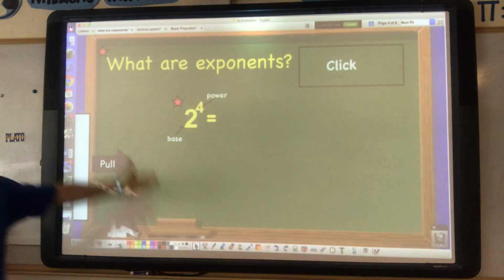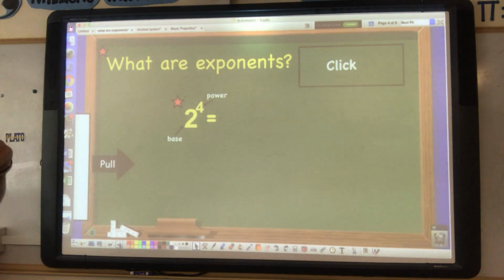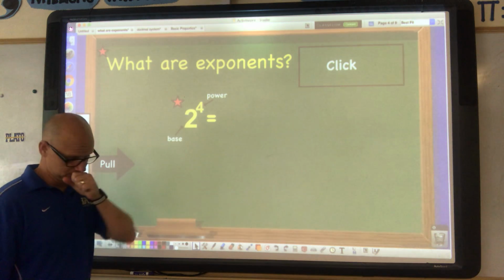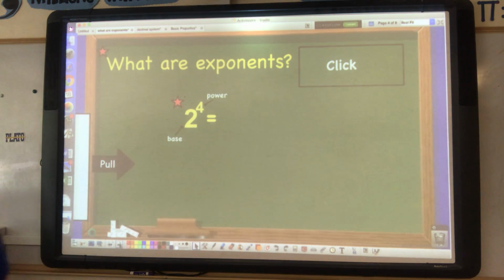So the title of today's video tutorial is: what are exponents? Let's just write that down. Every time you see a little star, let's also write this down. 2 is your base number, 4 is the power. So what really are exponents?